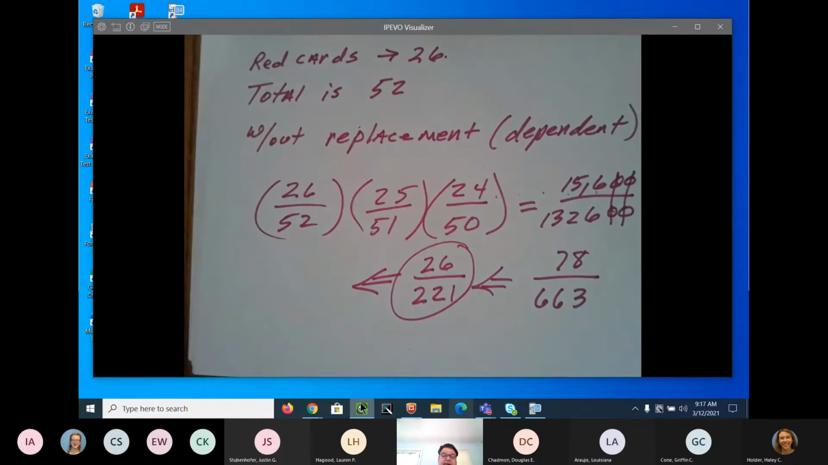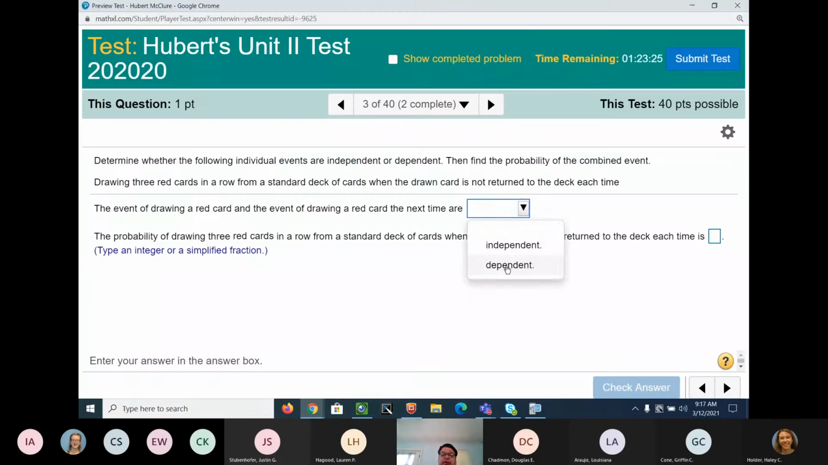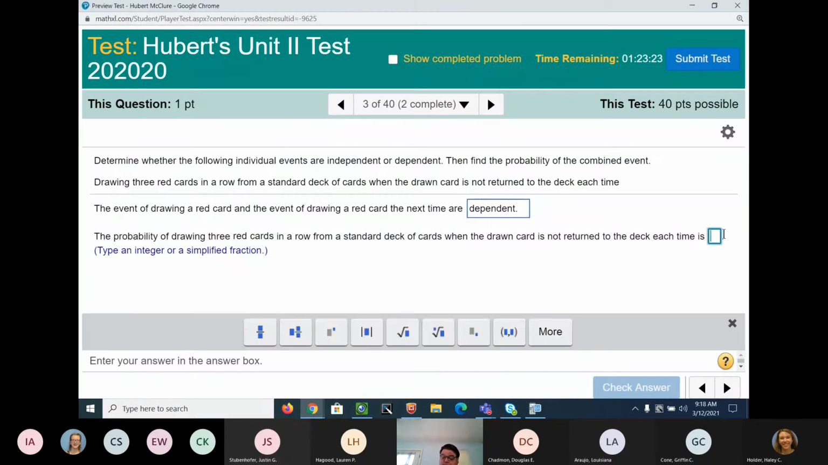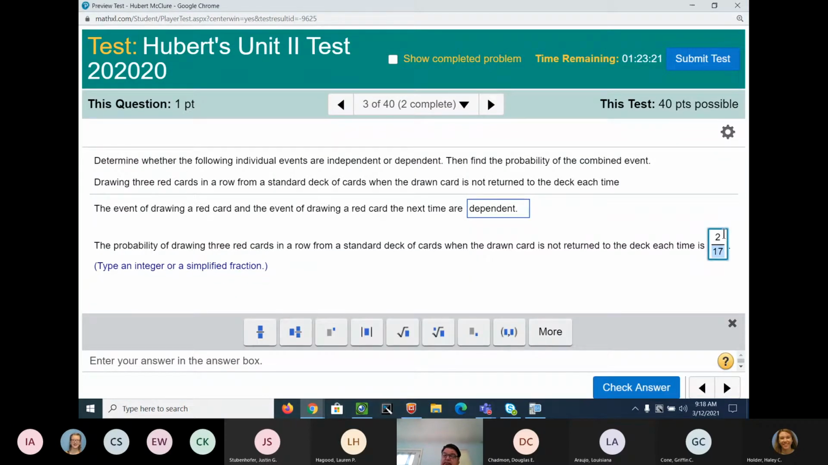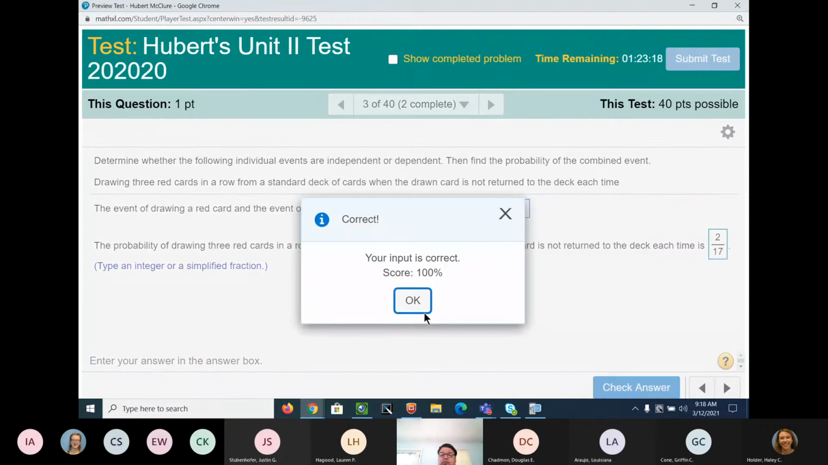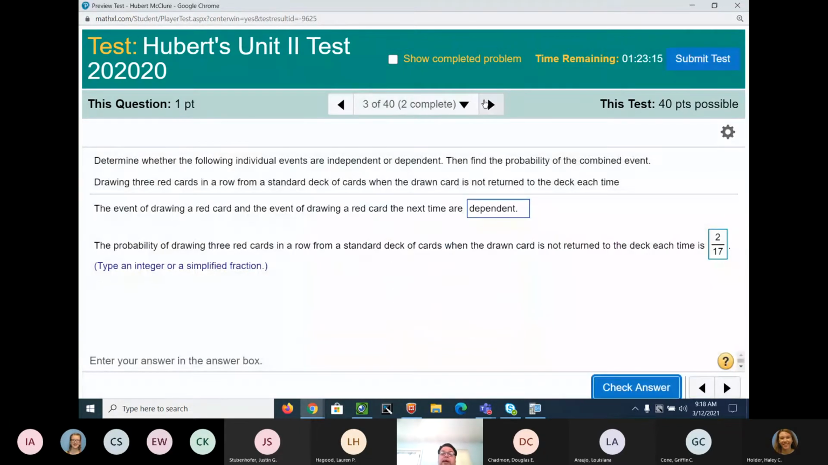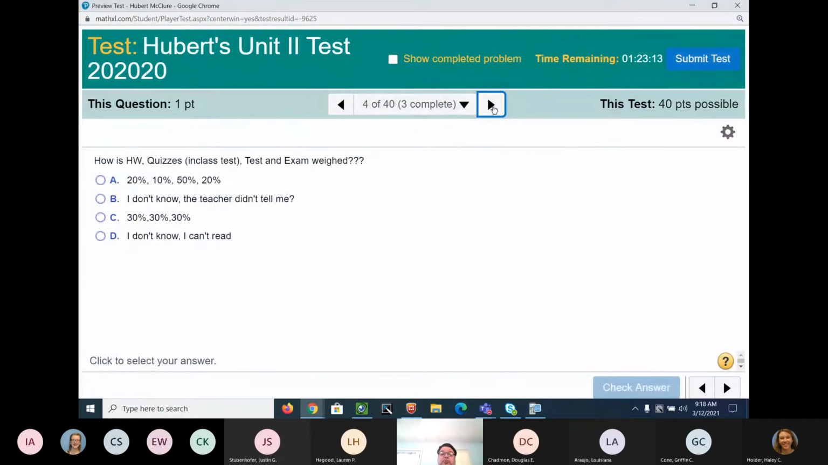Well, if I could ever get the dadgum test back. That's a dependent, and let's go with Mr. Justin's 2 over 17. And good job, Mr. Justin. I appreciate you helping me, although you're not supposed to, because you're breaking the class code, you and Miss Holder.